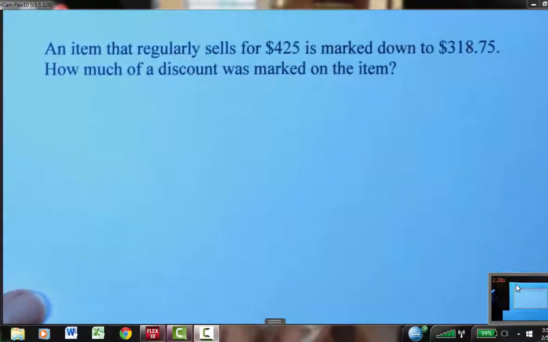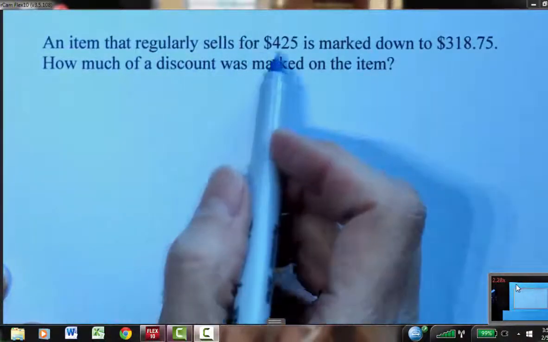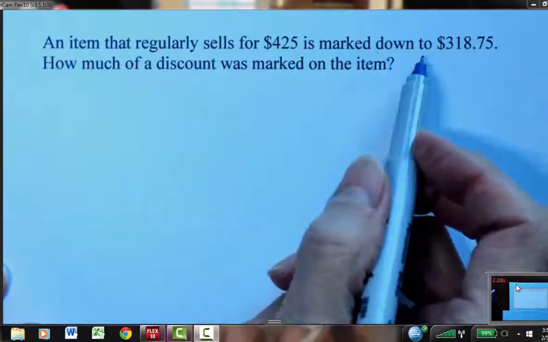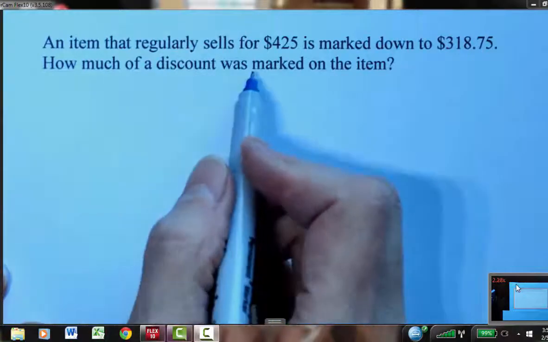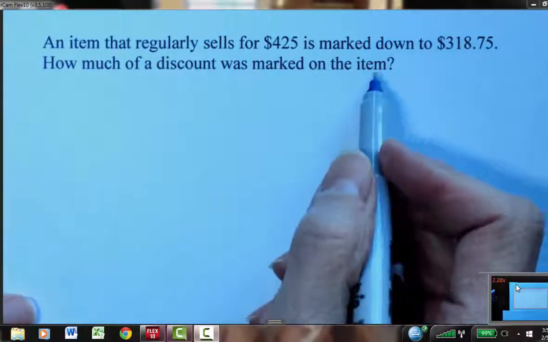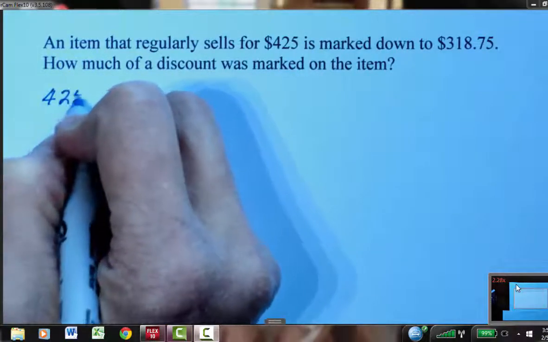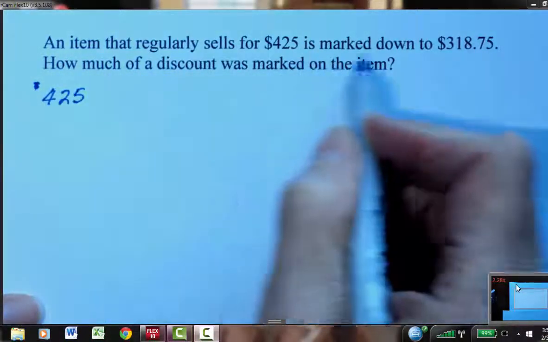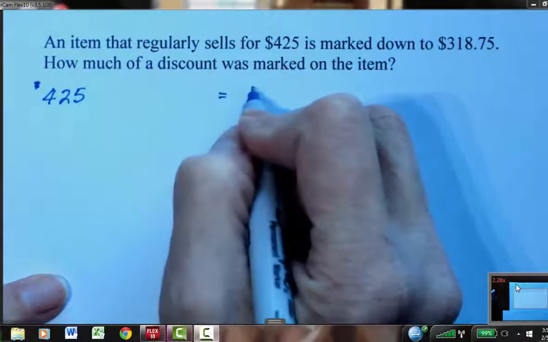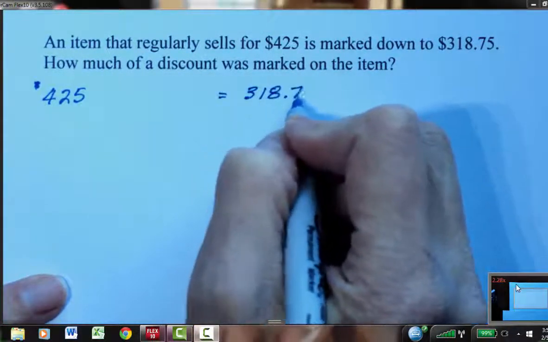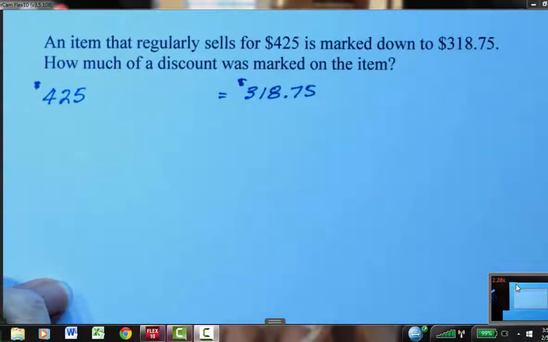The next problem is what we call a decrease problem. An item that regularly sells for $425 is marked down to $318.75. How much of a discount was marked on the item? So we have an item that started off at $425 and it's being marked down, and the final cost is going to be $318.75. The question is, how much did it get marked down?